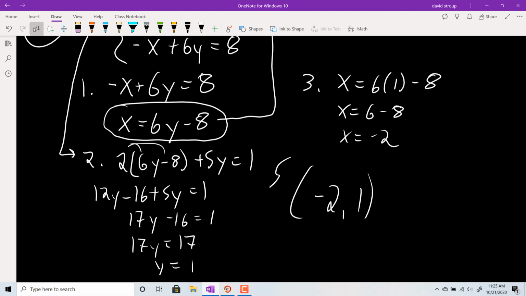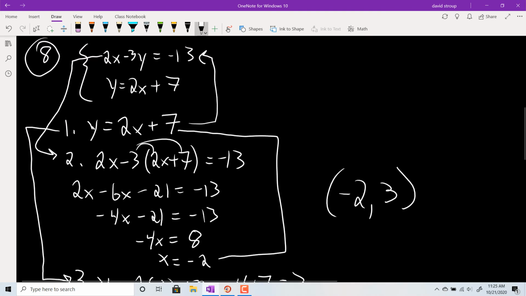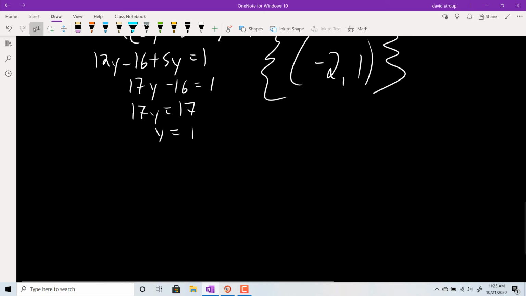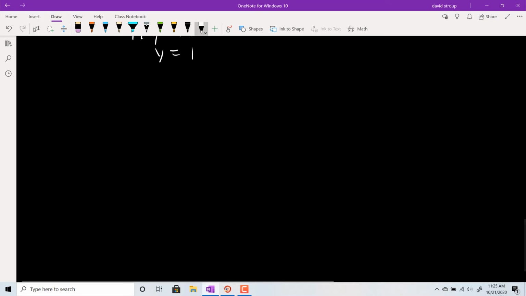I'm not sure. In my math lab, they might actually have you put these in curly brackets. So it's a set of ordered pairs. In this case, we just have one ordered pair. So you can have other types of solutions. You can have like infinite solutions and no solutions. We'll talk about that later. So anyways, let's look at another one.